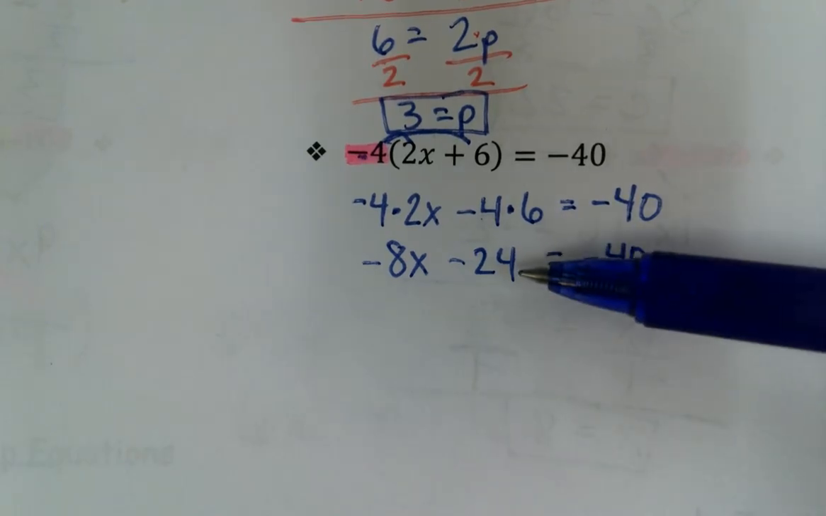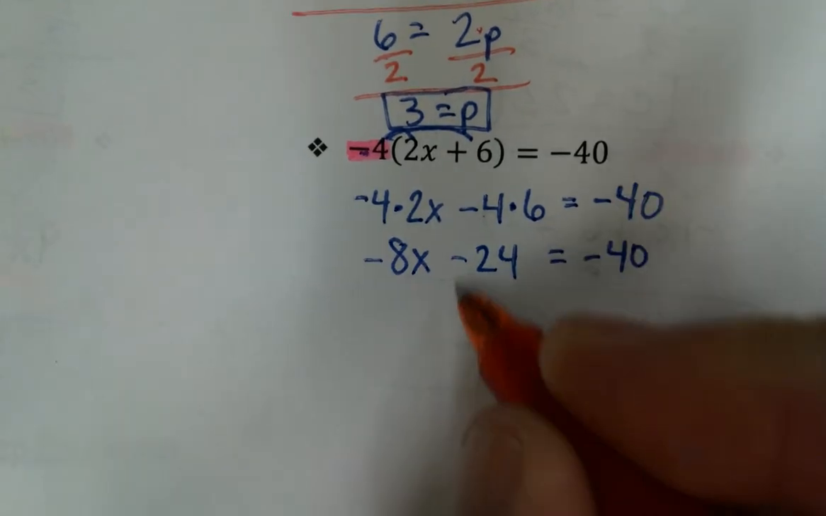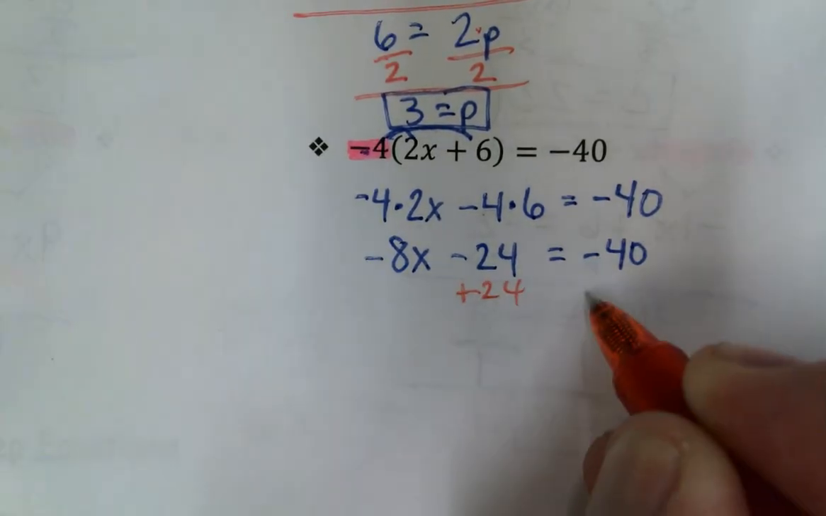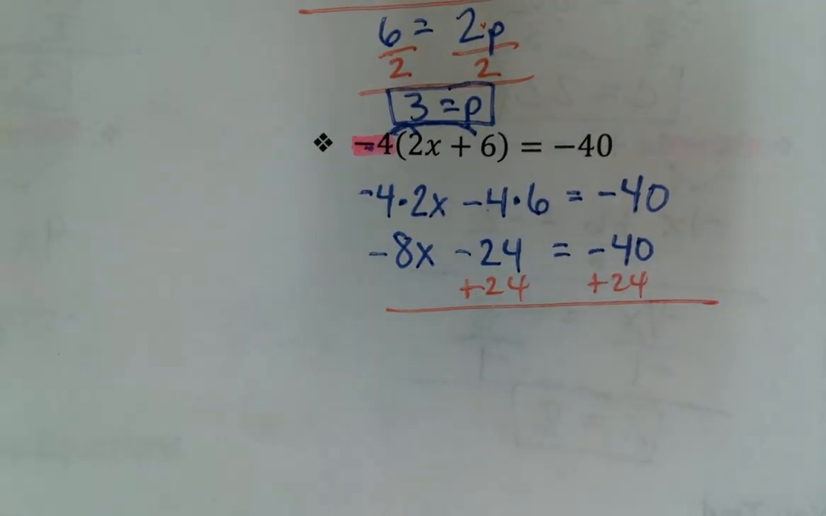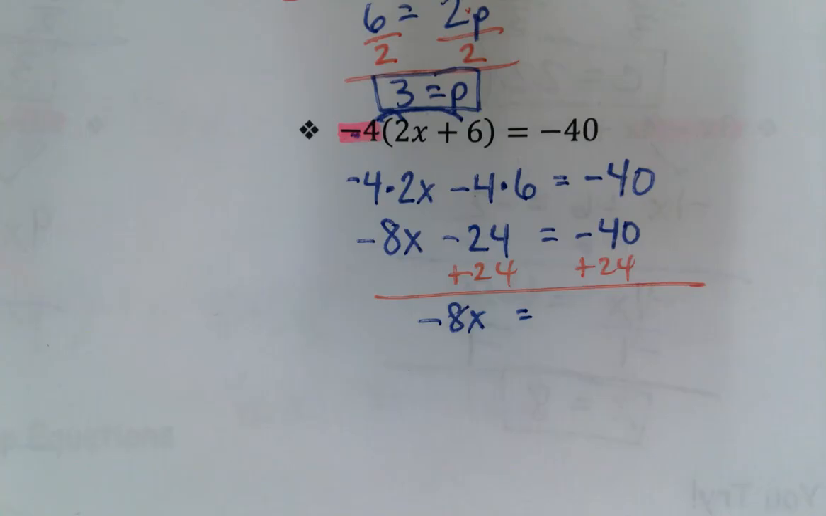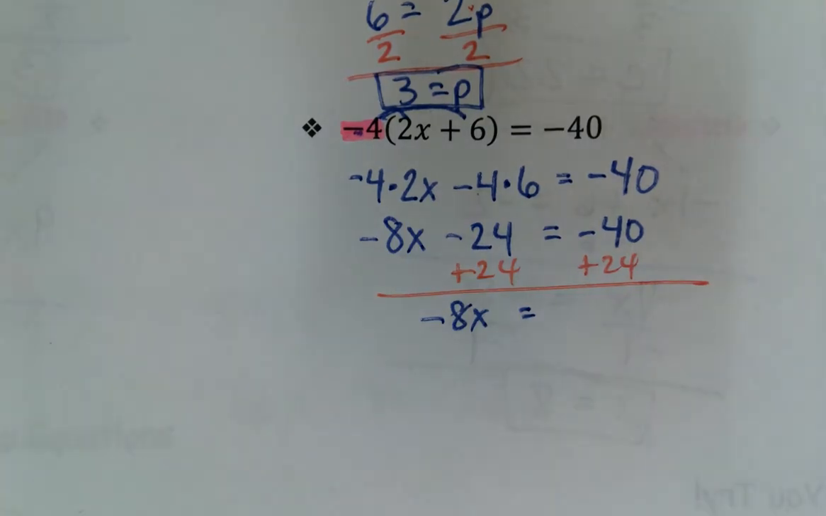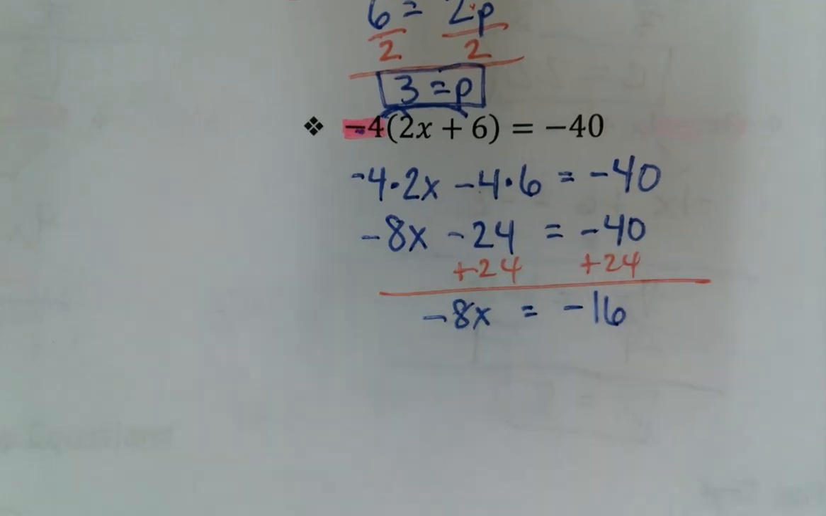Now, like I said, we have a two-step equation. To solve this, we're going to get rid of this -24. Doing the inverse, we're going to add 24. It's going to leave me on the left-hand side with a -8x. And on the right-hand side, -40 plus 24 is a -16.